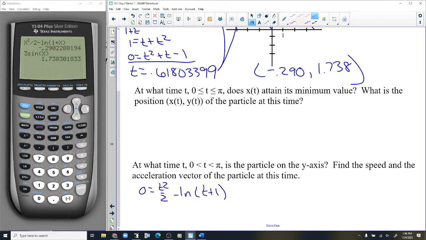All right, so we've got to go to y equals, clear that out, x squared divided by 2 minus natural log of t plus 1. Now look, it doesn't include 0 and it doesn't include pi, so somewhere in between there. If we graph this, there's the 0, so it's on the 0 at 0, but then there's the other intercept right here. Here's where we're on the y-axis. So we're going to calculate a 0.